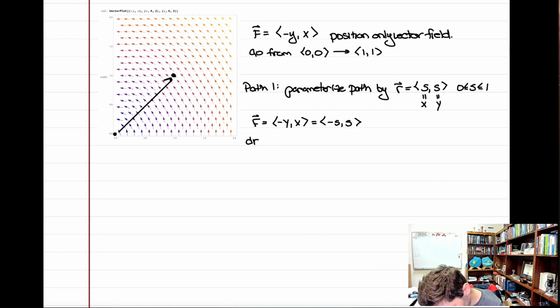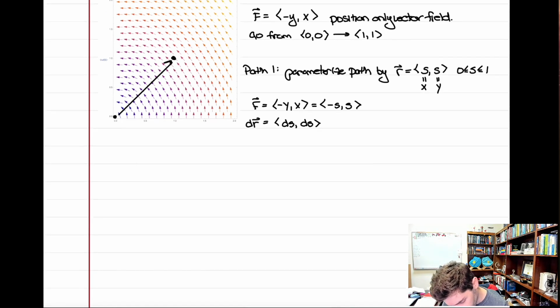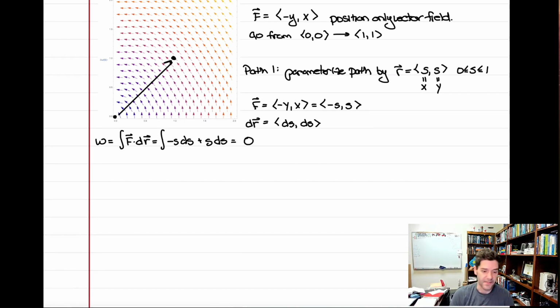I can also evaluate dr by taking the differential of that path, which then looks like it's just ds, ds in this case. So then I've turned everything when I ultimately want to evaluate the work, which is an integral of f dot dr. This ultimately then becomes, it looks like, negative s ds plus s ds when I do the dot product, which those cancel out. So it looks like this integral actually is just pretty simple and it's just 0 at the end of the day. If I want to be complete, again, this is an integral, maybe I'll be exact.